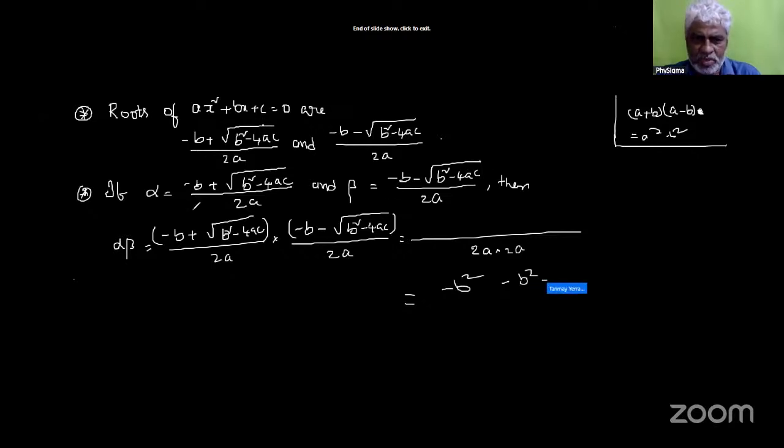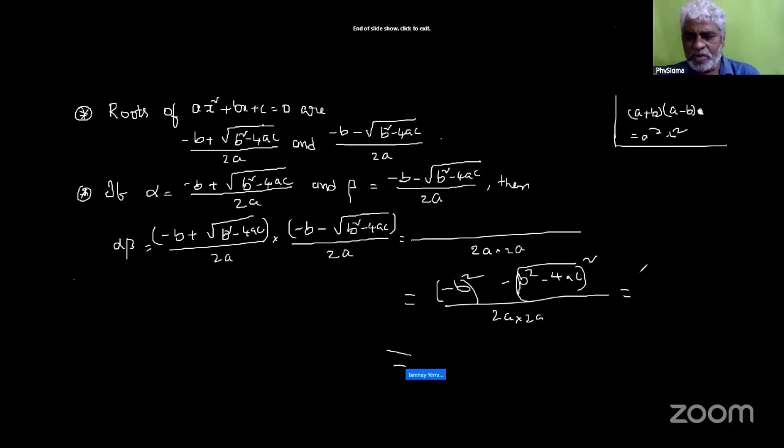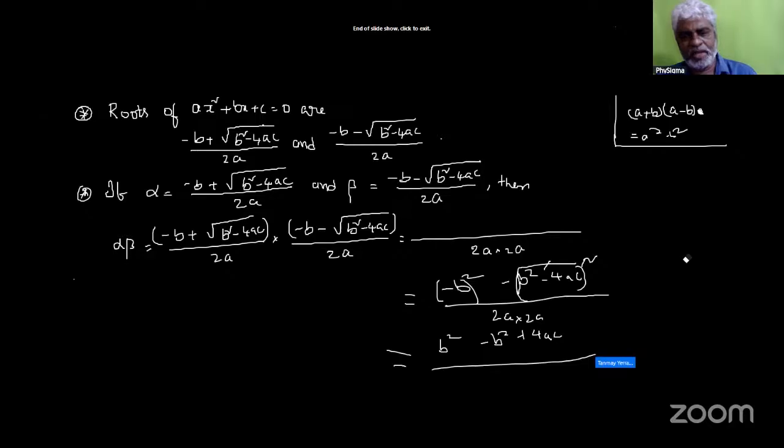Likewise, minus b plus root of b square minus 4ac into minus b minus root. Yes, you are right. Minus b whole square minus b square minus 4ac whole square, over 2a times 2a. Very good. Now, what is the value of minus b whole square? A negative value with an even power will be positive only, right? We can cancel square and root. It becomes minus b square plus 4ac, because minus of minus is plus 4ac, by 2a times 2a.